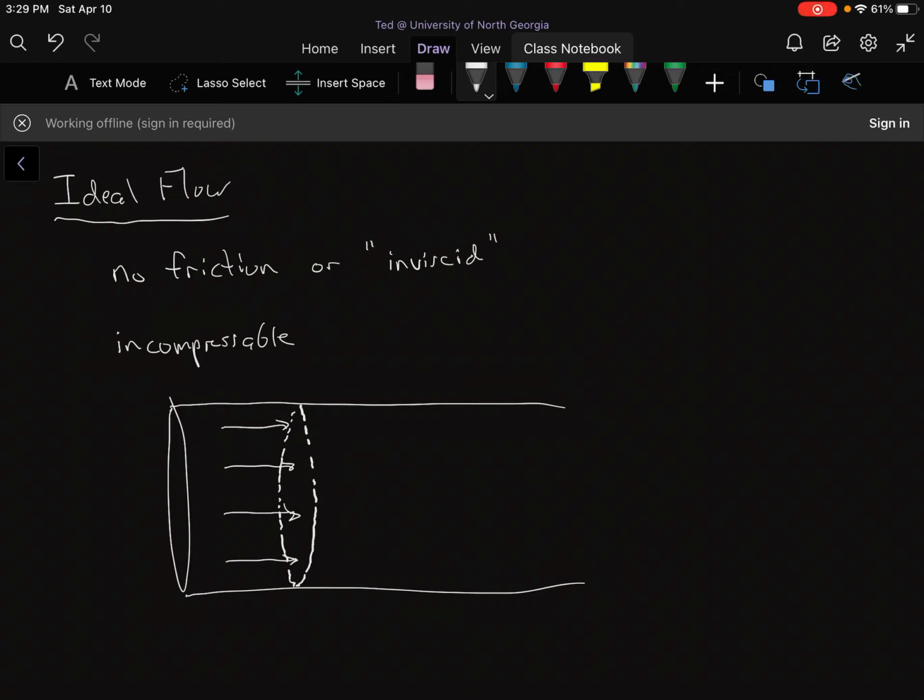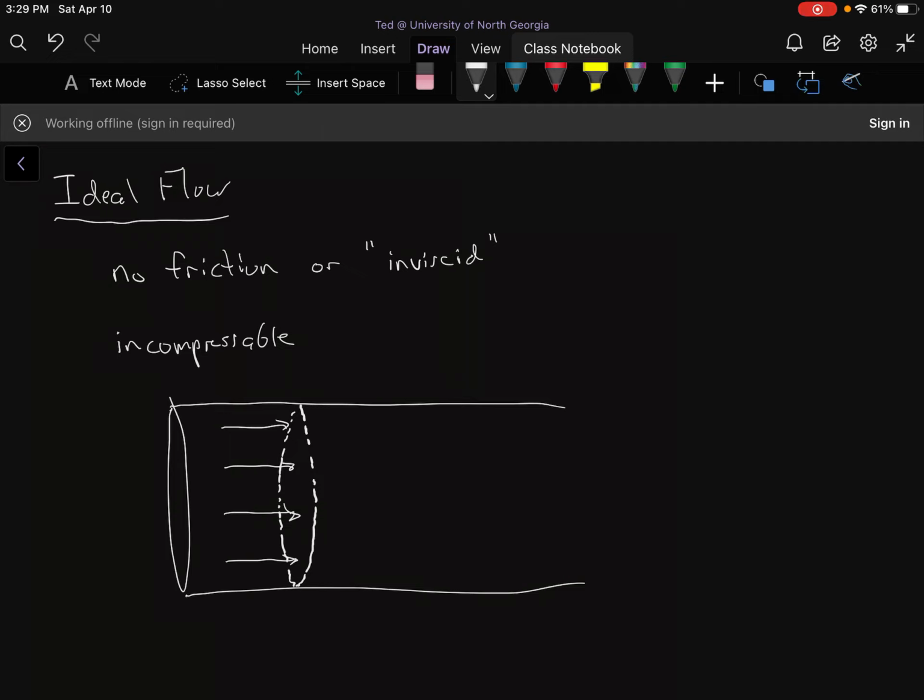Okay, this week we're going to be talking about moving fluids. So last week we did fluid statics. This week we're doing fluid dynamics. And the first thing we want to talk about is what's called ideal flow.